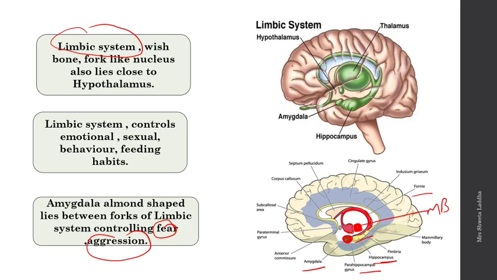You'll see in this picture clearly, this is the hypothalamus. Near the hypothalamus, this is the amygdala, this is the hippocampus, the parahippocampal gyrus, the fornix, and then the mammillary body. This is the mammillary body attached to the midbrain. So this is the limbic system.